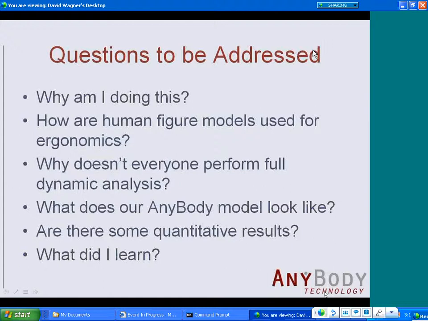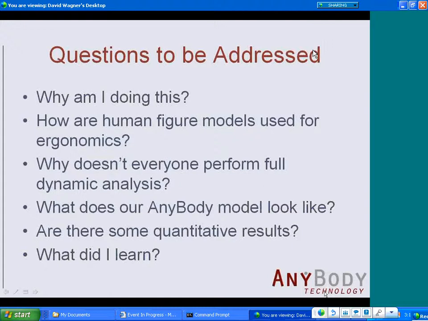So some of the questions I would like to address today are, one, there are current human figure models that are used for ergonomics, and how are they used, and how do they differ from the AnyBody software. Number two, why doesn't everyone perform full dynamic analysis, and why are most of the ergonomic analyses done right now in the static or quasi-static realm?